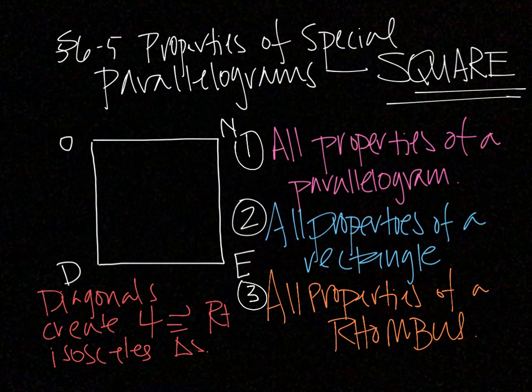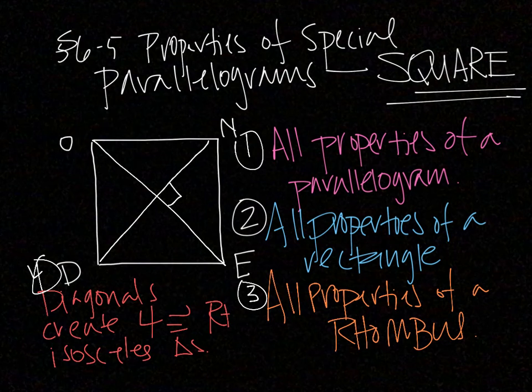Then we get all of the properties of a rhombus. So all 4 sides are congruent and the diagonals are perpendicular bisectors. And then we get that these diagonals end up creating 4 congruent right isosceles triangles. So we have perpendicular bisectors and then congruency because of being both a rhombus and a rectangle. So we get 4 congruent isosceles right triangles. Lots and lots of cool stuff in the square.